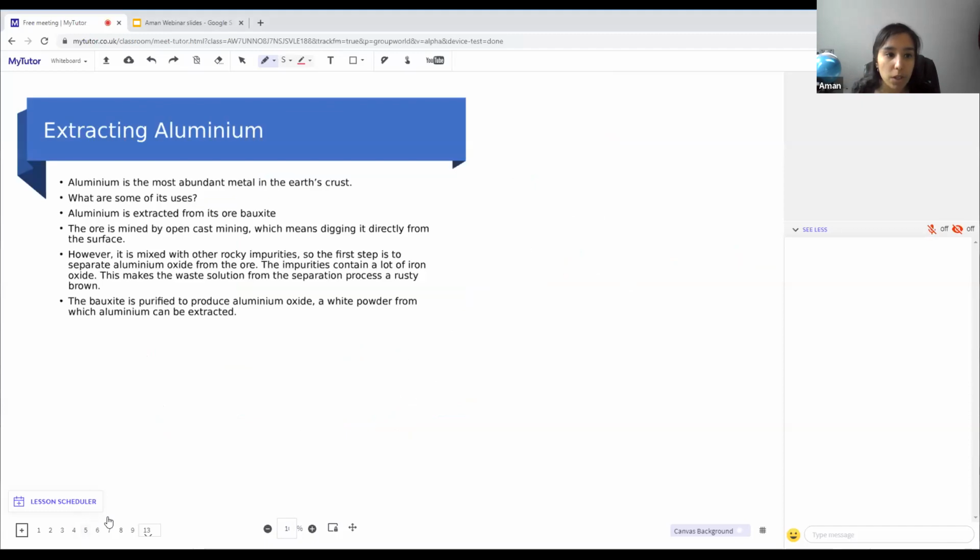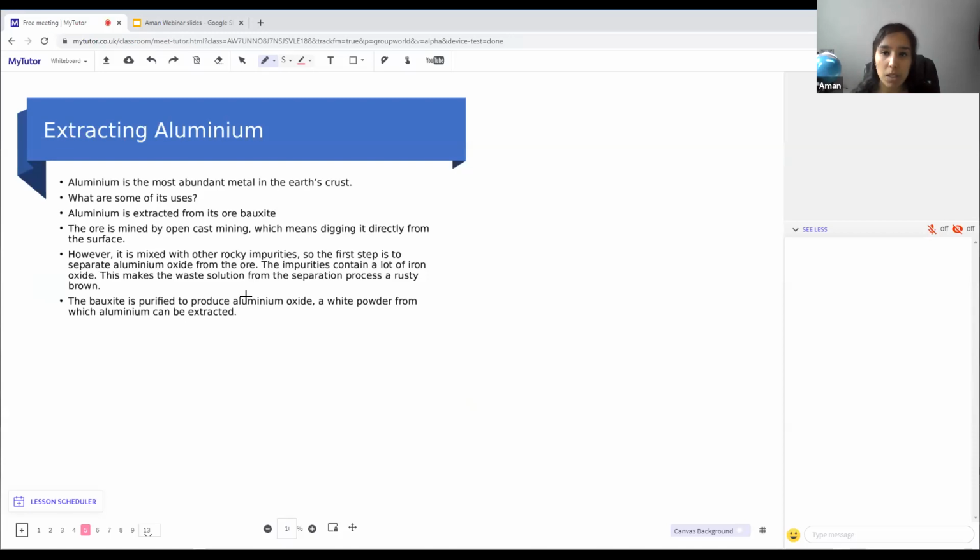Okay, so first bit of content for today then, we're looking at aluminium and extracting aluminium. So aluminium is the most abundant metal in the Earth's crust. So what that means is that when we extract it from the Earth's crust, abundant means that it's one of the most common metals that we find.